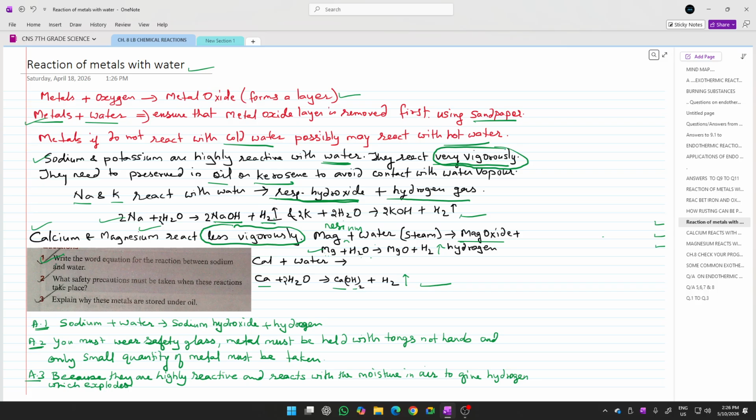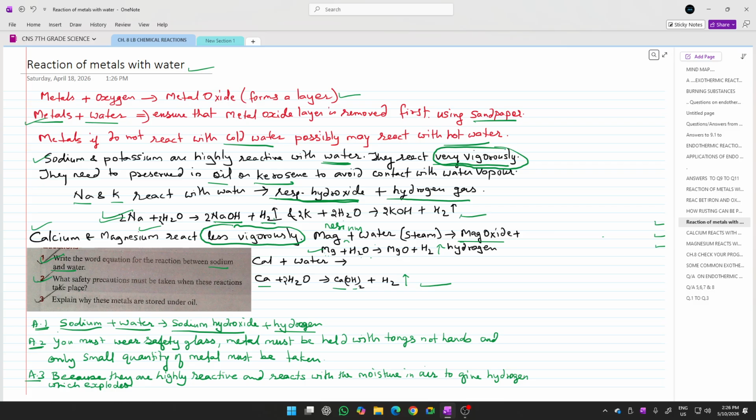Now what is question number 1 saying? Write the word equation for the reaction between sodium and water. So I've already mentioned here sodium and water. This is that reaction you have to write. But you have to write the word equation. So the answer will be sodium plus water giving you sodium hydroxide plus hydrogen. Okay. So this is known as a word equation.